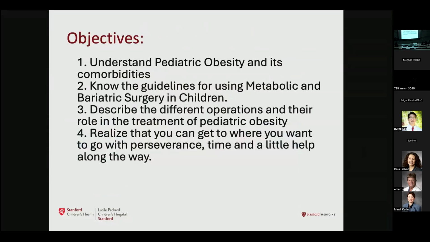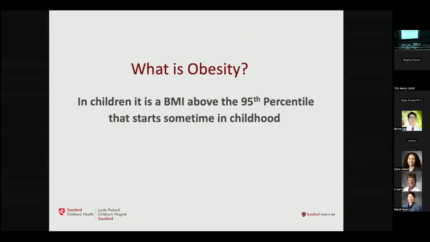So the objectives today are to understand pediatric obesity and its comorbidities. This is Pediatric Obesity Awareness Month, if you didn't know. And I want you to know the guidelines for using metabolic and bariatric surgery. I want you to be able to describe the different operations and their roles in the treatment of pediatric obesity. And then finally, I want you to realize that you can get to where you want to go with perseverance, time, and a little help along the way. So I'm just going to talk a little bit about my life and how I got to where I am at the end. So what is obesity?